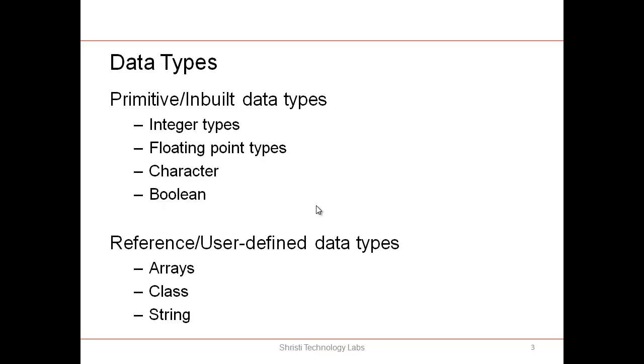Data types. The two data types that are available in Java are primitive data types and reference data types. Primitive data types are also called inbuilt data types. They are integer types, floating point types, character, and boolean. Reference data types are also called user defined data types. They are arrays, class, which a user defines, and string. String in Java is a class.